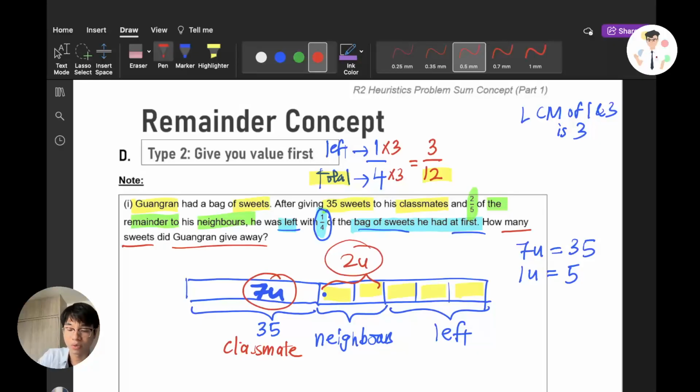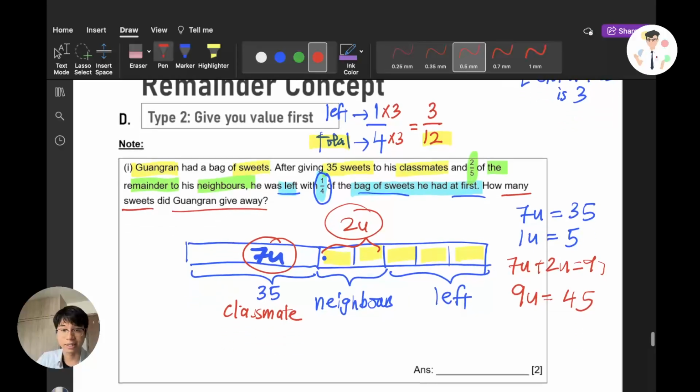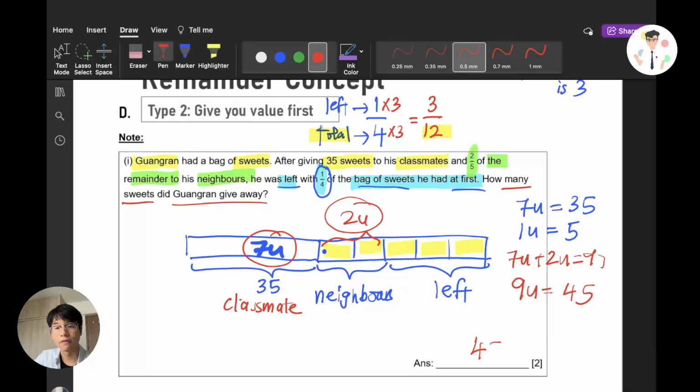So 7 plus 2 is what? 7 plus 2 is 9. So 7 unit plus 2 unit is 9 unit. So I know 9 unit is equal to what? If 1 unit is 5, 9 unit will be 45. And yes, that's it. And it will be 45.